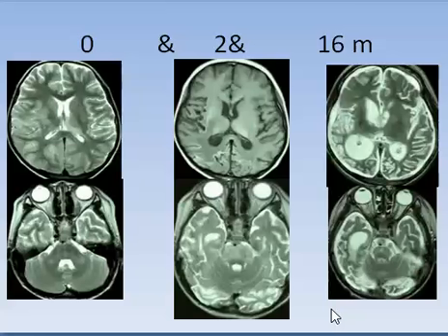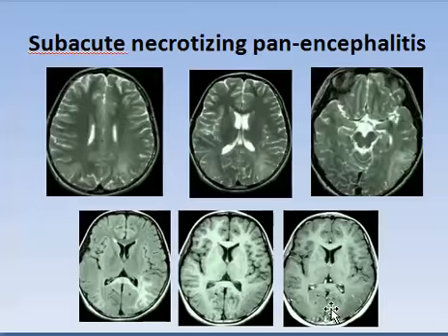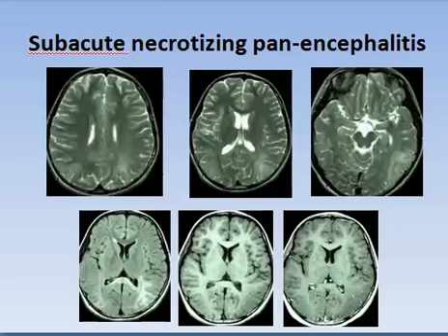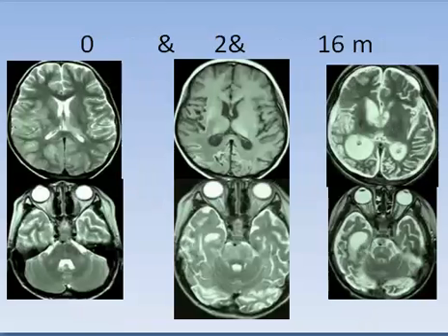Subacute sclerosing panencephalitis. Reactivation of measles virus. This is one of them, and this is another one which progresses into cystic encephalopathy, cystic encephalomalacia and hydrocephalus.